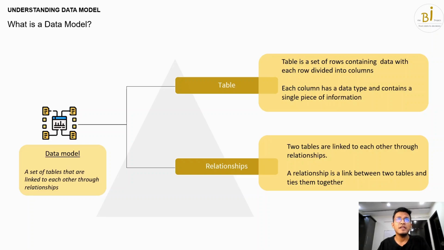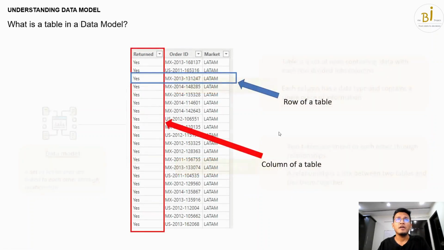Now to understand this, let me just go to the next page and show you how a table essentially looks like, right? So here we have three columns: order ID, returned, and market. To give you some more context, this table basically lists all the order IDs from an e-commerce company which were returned, right? So this column here called returned says yes for all its records, which means all of these order IDs were essentially returned, and the market column tells you which market it was returned from, right?